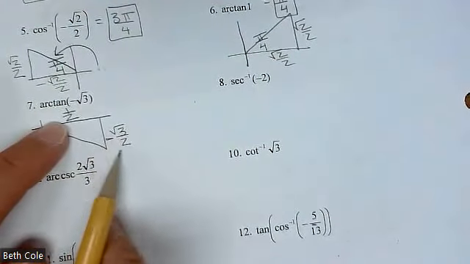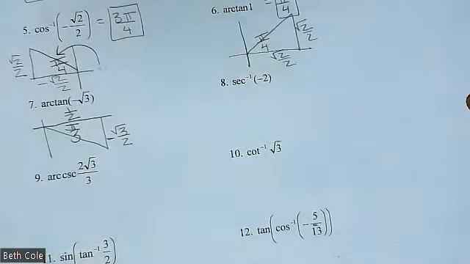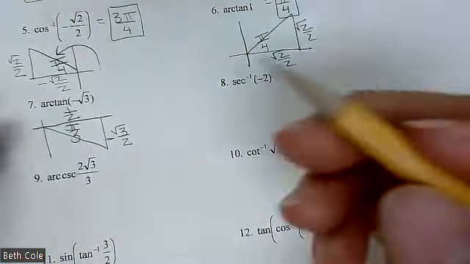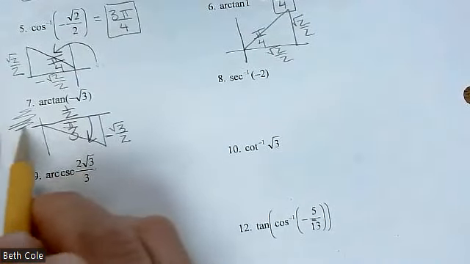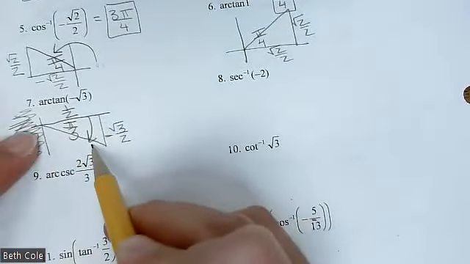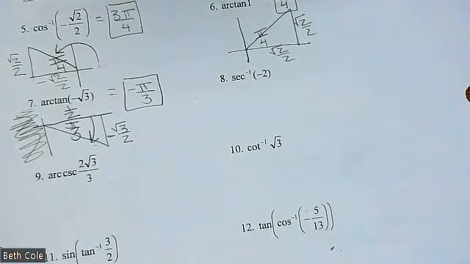What goes across from square root of 3 over 2? Pi over 3. Now your answer is not pi over 3 though, because it's how much you rotated to get there. And you can't go around forwards. It's like these quadrants don't exist. You have to go backwards. So it's negative pi over 3. Are you okay? Okay.